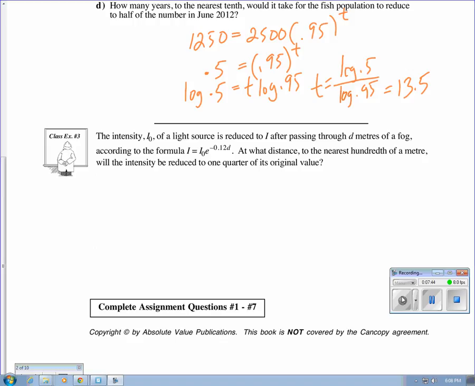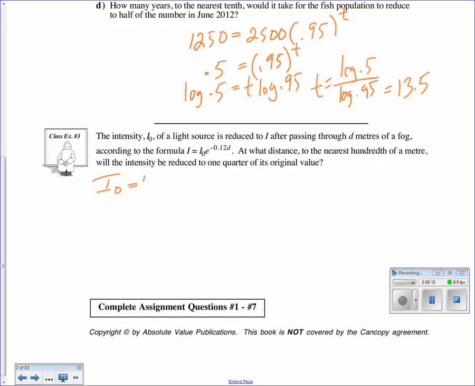In physics, we talk about light sources and their intensity. Some of the students in physics 30 have already seen an interesting video on this type of a law. But the intensity of a light source is reduced to I after passing through fog, according to a formula that's base e. At what distance to the nearest hundredth of a meter will the intensity be reduced to 1/4 of its original value? So I'm going to set the original value to be 1, and the amount after time t to be equal to 1/4.